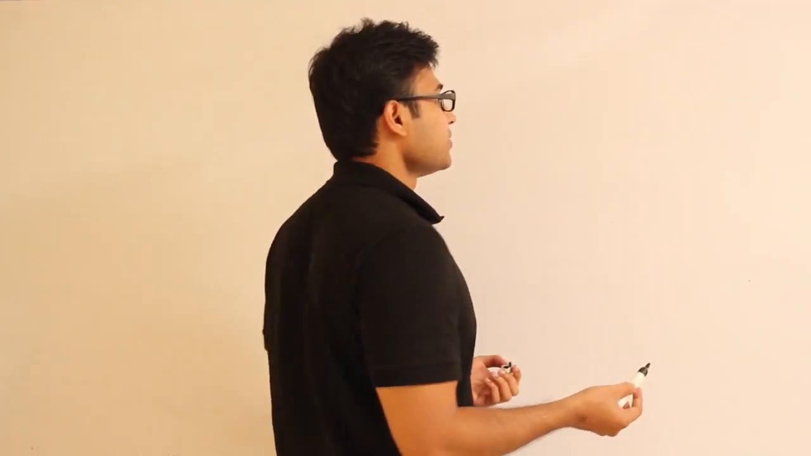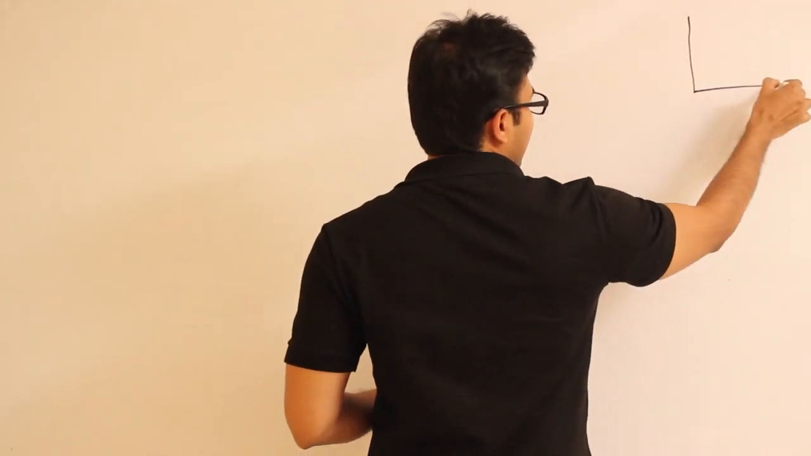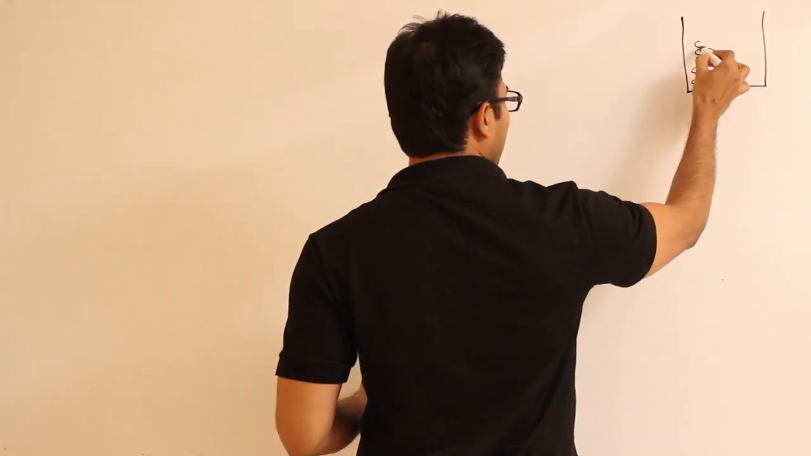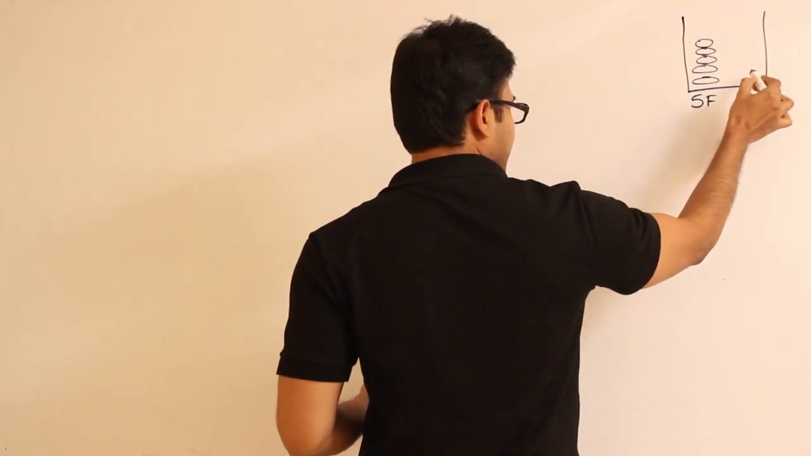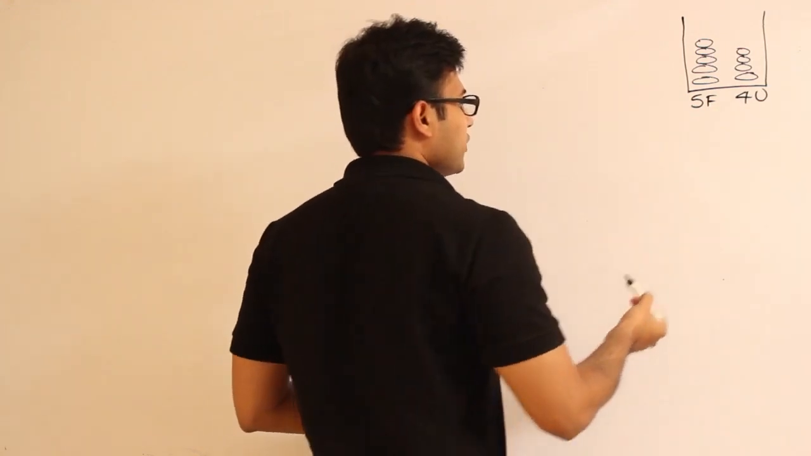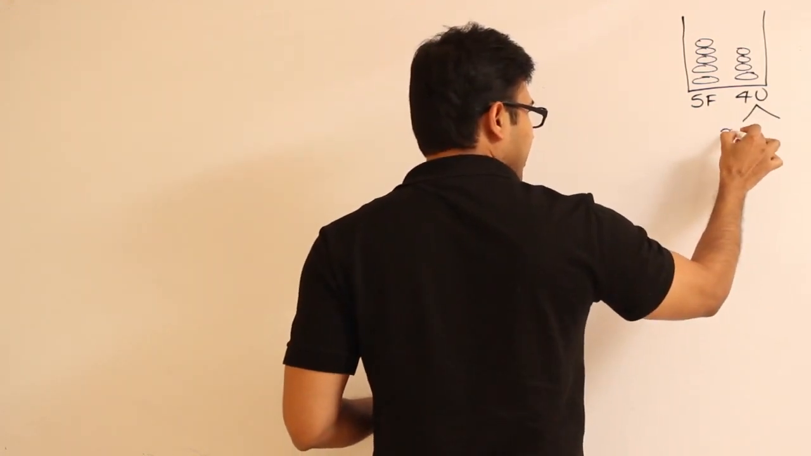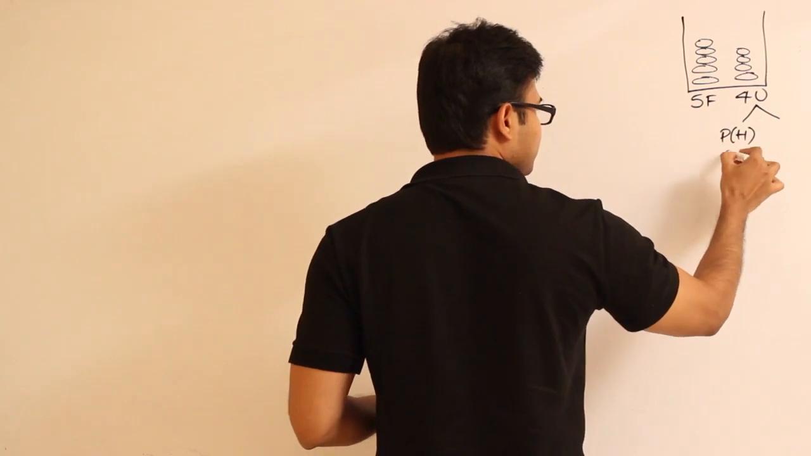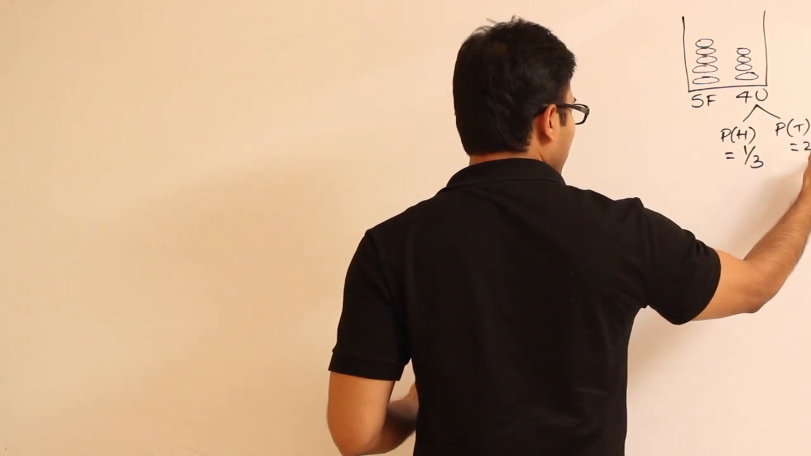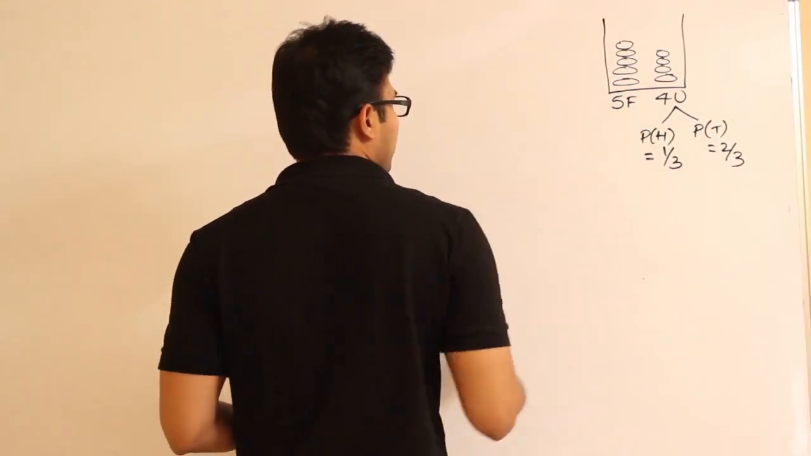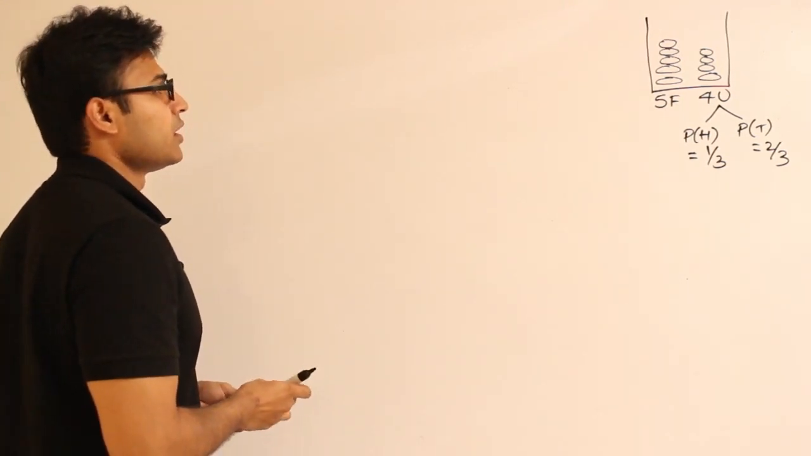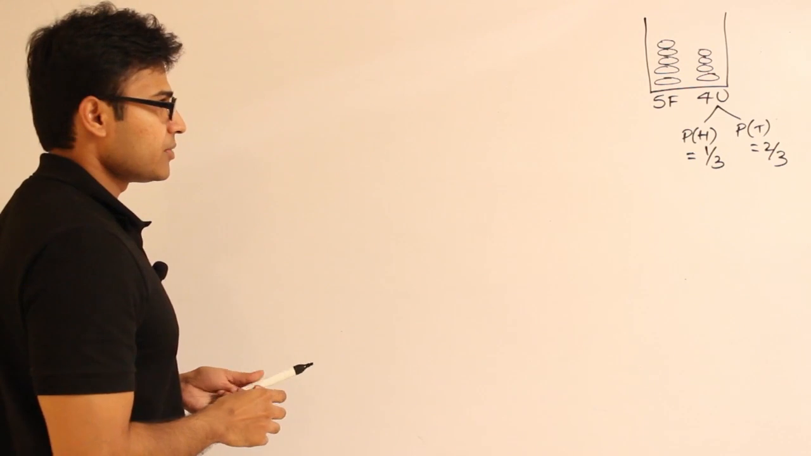Now let's try this example. Earlier we have seen this. Let us say there is a box, and in the box we have 1, 2, 3, 4, 5 fair coins, and 1, 2, 3, 4 unfair coins. In an unfair coin, the probability of getting a head is, let's say, 1/3, and the probability of getting a tail is 2/3. Total is 1. And in a fair coin, the probability of getting a head equals the probability of getting a tail, equal to 1/2. And now various questions can be asked on this.